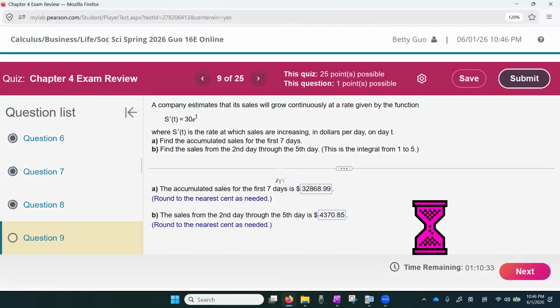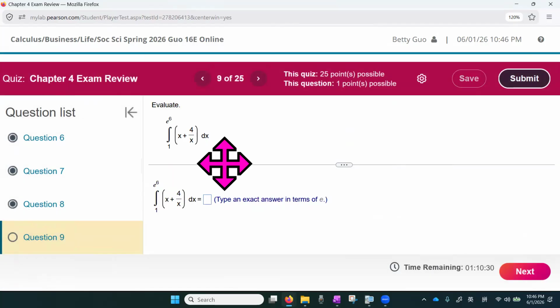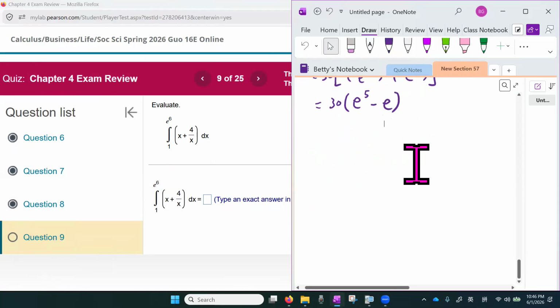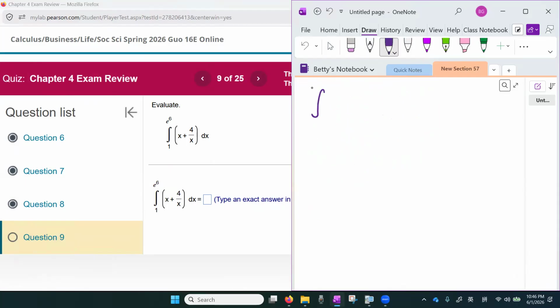All right, next. Question number 9. Evaluate the integral from 1 to e to the power of 6 of the function x plus 4 over x dx. The antiderivative for x is x squared over 2. And for 4 over x it is 4 ln of the absolute value of x. But since the interval from 1 to e to the power of 6 is positive, we do not have to worry about the absolute value. We can just write ln x.